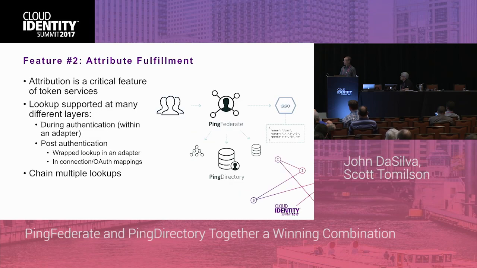So that's password management. Second feature I'll briefly touch on is attribute fulfillment. Now this is something that's been in PingFederate probably since version 1. So we've always had the ability to say what attributes are going to be put in your SAML token, what attributes are going to go in your OAuth token or your OpenID Connect ID tokens. That really is a necessary feature of an SSO server to be able to send attributes over to a partner that you've got a federated trust relationship with.